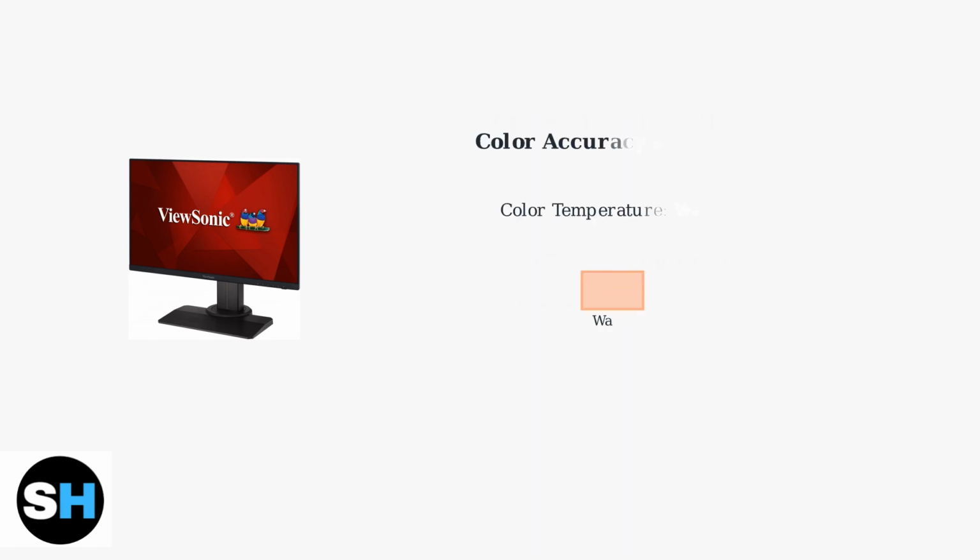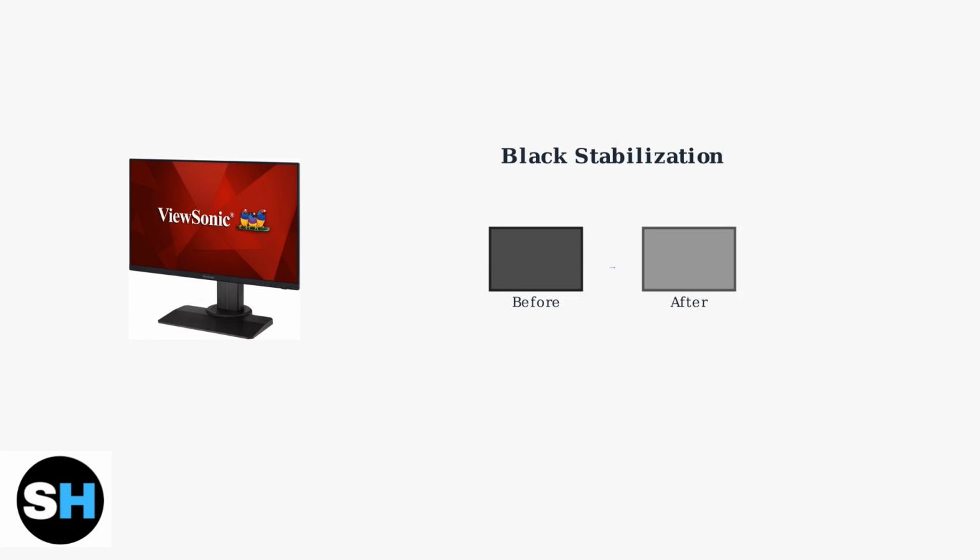For optimal color accuracy with Pure XP Plus, set your color temperature to warm and ensure gamma is set to 2.2. These settings provide the most natural and accurate color reproduction. Black stabilization is another valuable feature that brightens dark areas without affecting the overall image brightness. This helps you spot enemies hiding in shadows during competitive gameplay.